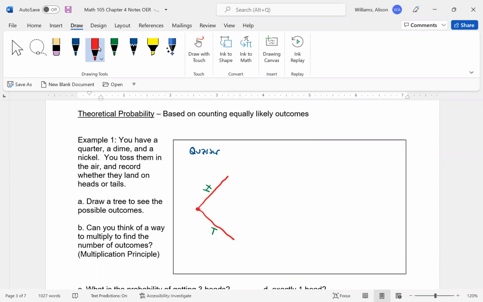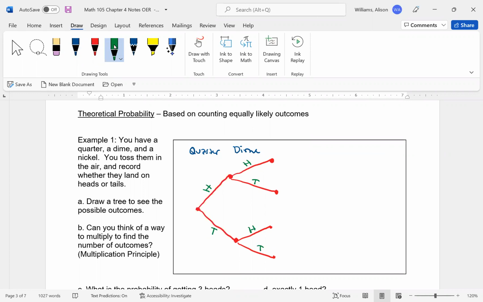Okay, then after I toss the quarter, I'm going to toss a dime. So I have two more possible outcomes, another chance of heads or tails. So that's for the dime. And then repeat for the nickel. But I also have to repeat that down here for the dime if I got tails. So it has a possibility of heads or tails again for the dime, based on either outcome I got from the quarter.